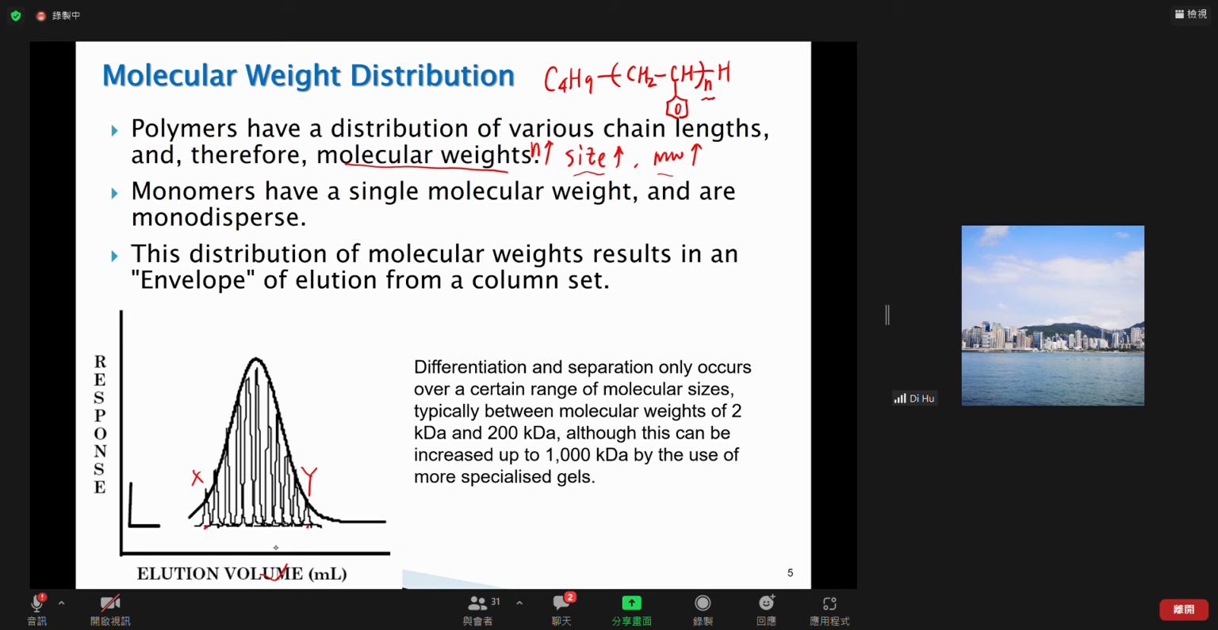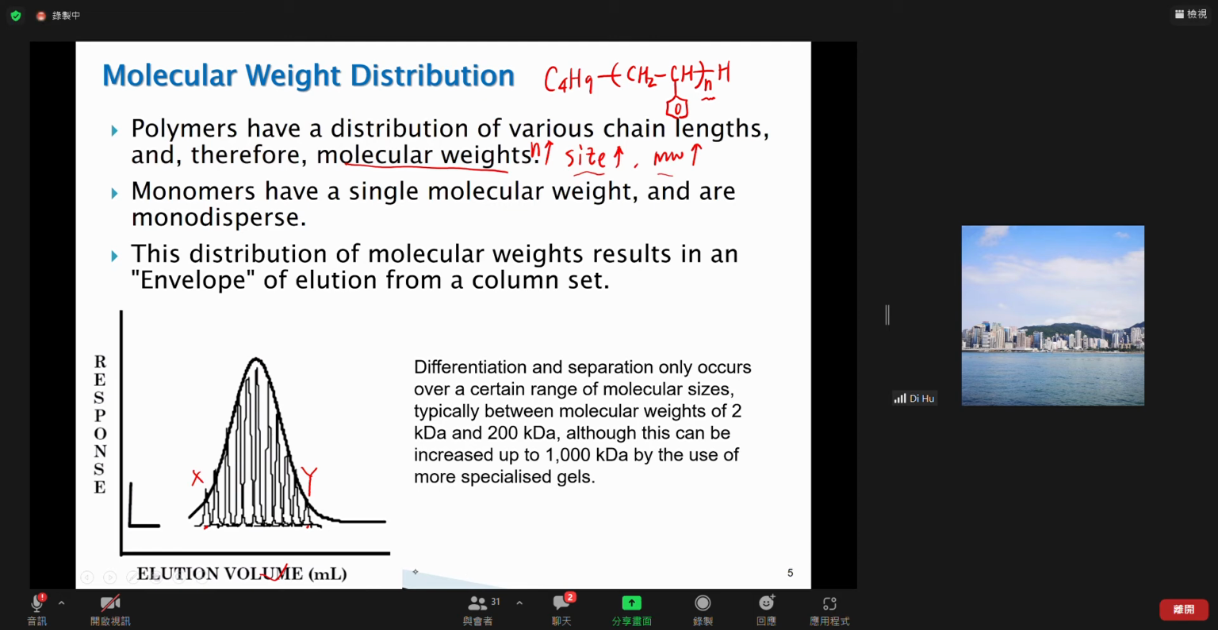Why? Because it depends on the pore size of the stationary phase, right? So it's not that whatever you inject can be separated. It depends on the range of the available pore sizes for it to diffuse in. If the pore size is too small, most of the molecules cannot diffuse in, and they all elute at the same volume. If the column has enough range of pore sizes, it will have better separation ability.